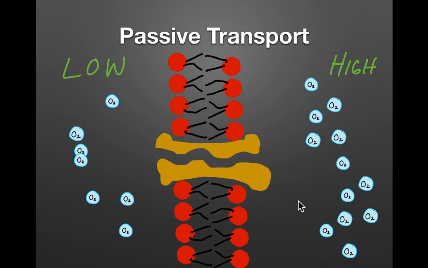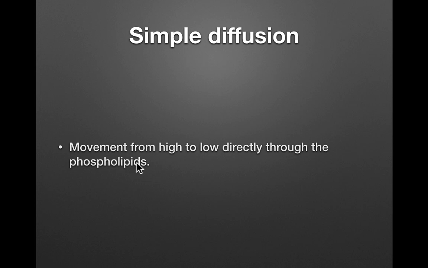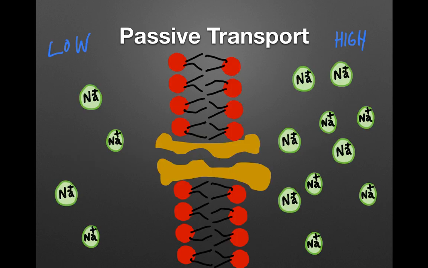These particles would continue to move, and in this case they're small enough and meet the criteria to be able to go directly through these phospholipids. We call that simple diffusion in biology, and a very important part of the maintenance within cells. Okay, so just to reiterate, simple diffusion is the movement from high to low concentration through the phospholipids. Again, really important that everybody can identify that this has nothing to do with a protein, and there is no energy expenditure in this process.